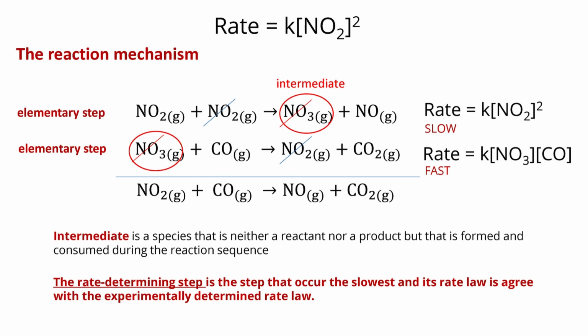Correct. And here's the crucial link. For a proposed mechanism to be considered plausible, the rate law derived from its rate-determining step must match the rate law that was determined experimentally for the overall reaction. Okay, that makes sense. The theory has to match the observation.